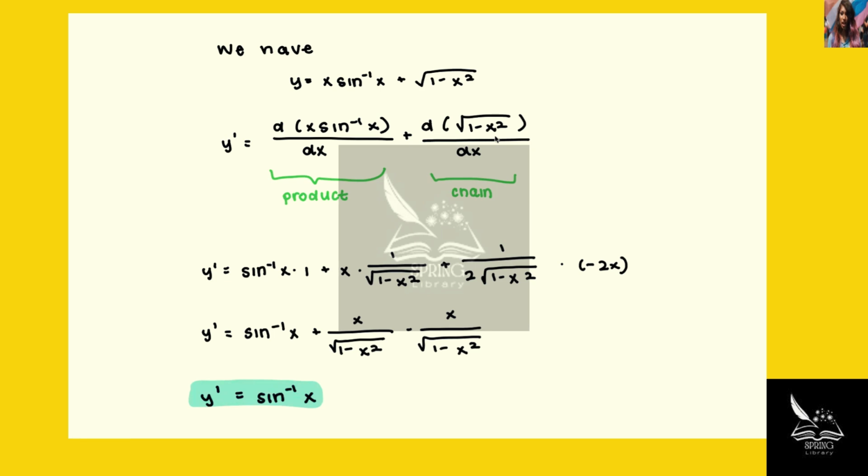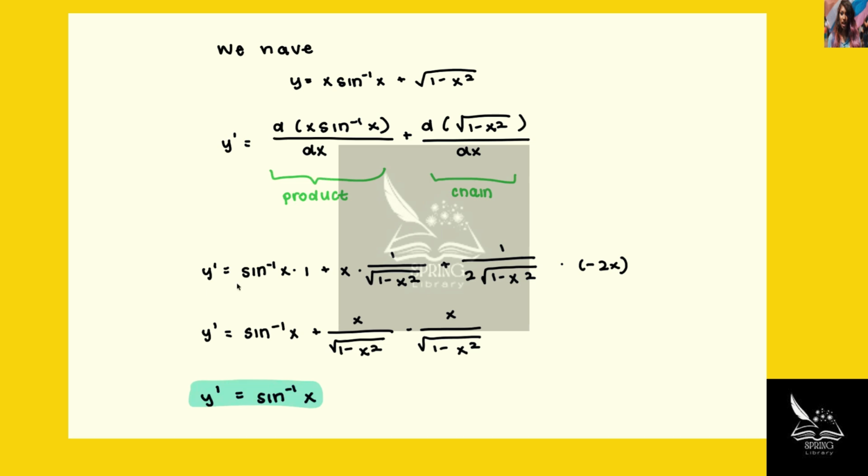So when we apply those rules, we'll get that y prime equals the inverse sine of x times 1 plus x times 1 over the square root of 1 minus x squared plus 1 over 2 times the square root of 1 minus x squared times negative 2x. So hopefully that made sense how we went from product rule to chain rule to get this derivative here.